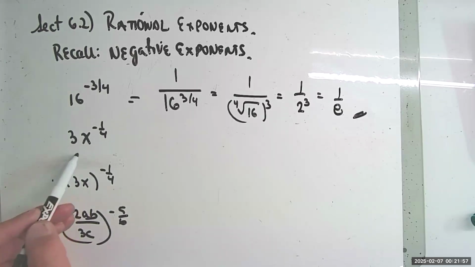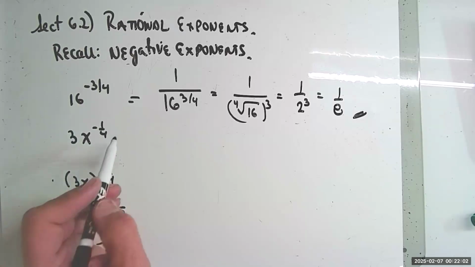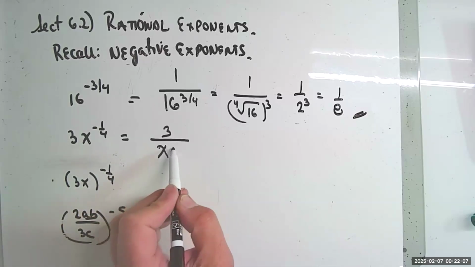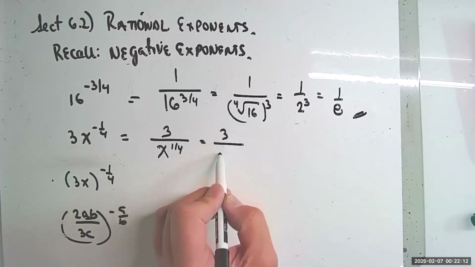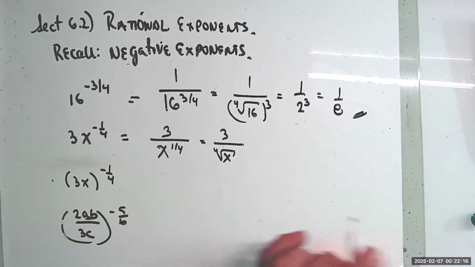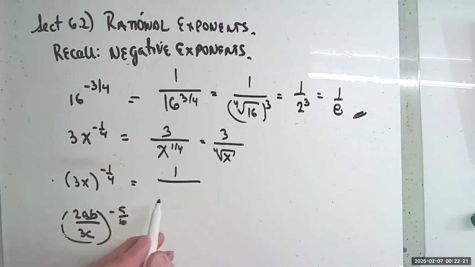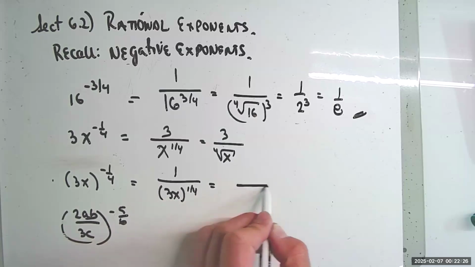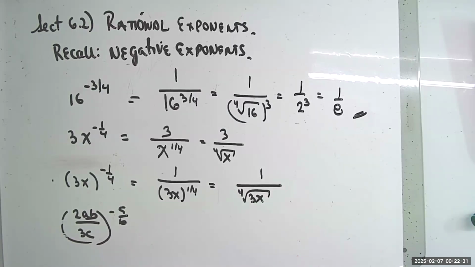This one, be careful, folks. I do not have a parenthesis, so the negative 1/4 only applies to the x. So the 3 stays in the numerator, and we just simply move the x to the denominator as x to the 1/4. This is the same thing as 3 over the fourth root of x. If I have a parenthesis, now I move everything to the denominator, 1 over 3x to the 1/4. Since I have the parenthesis, now the 3x goes inside the radical.